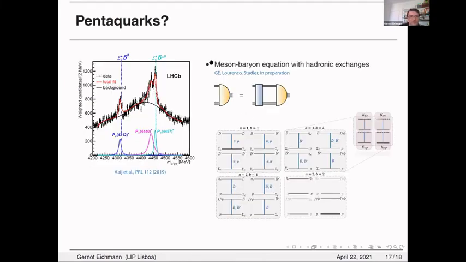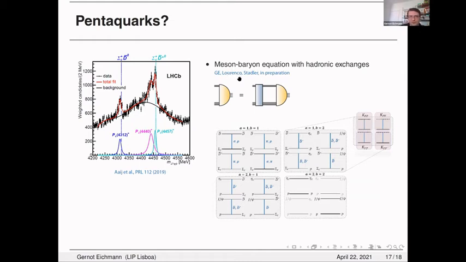Okay, now to finish this off, what about pentaquarks? The LHCb pentaquarks sit close to meson-baryon threshold, so they look like meson-baryon molecules. So the simplest thing to do would be to solve a meson-baryon two-body Bethe-Salpeter equation with hadronic exchanges. This is what my master student did, Madalena Lorenzo.